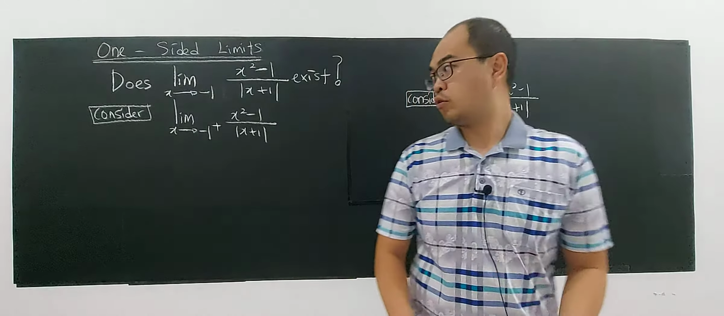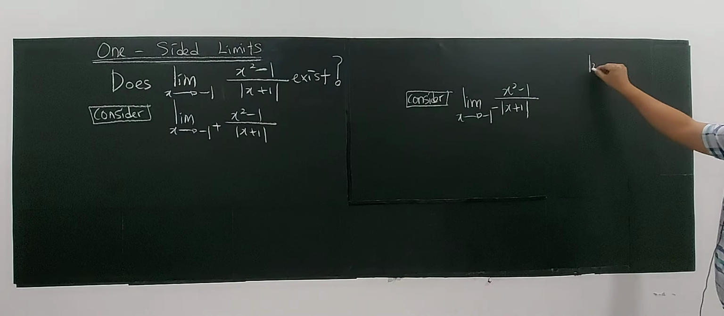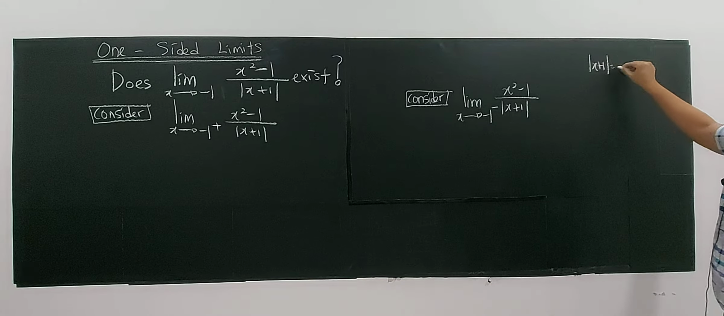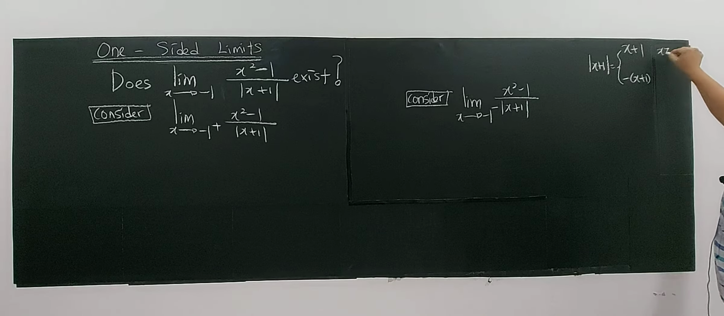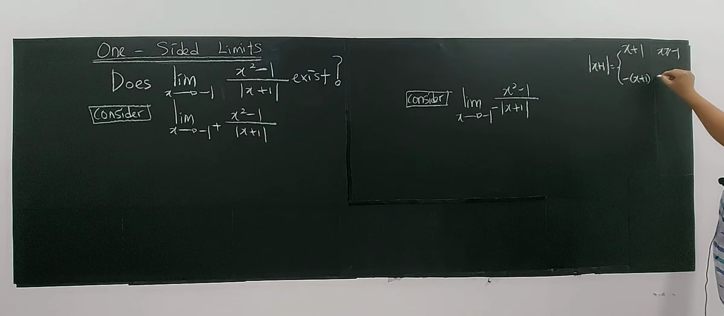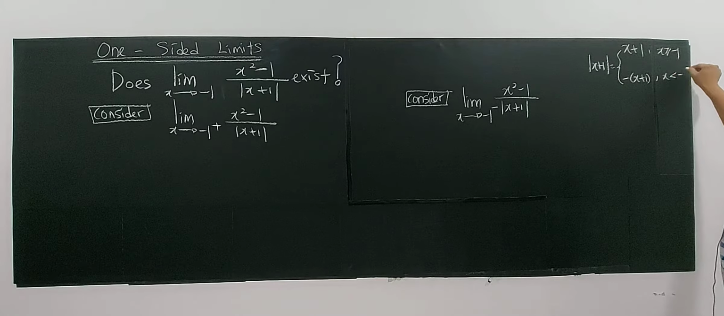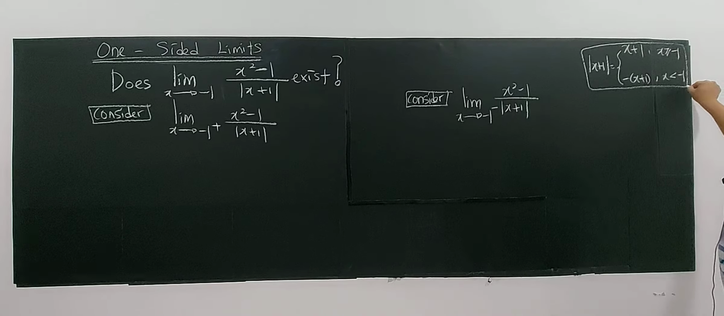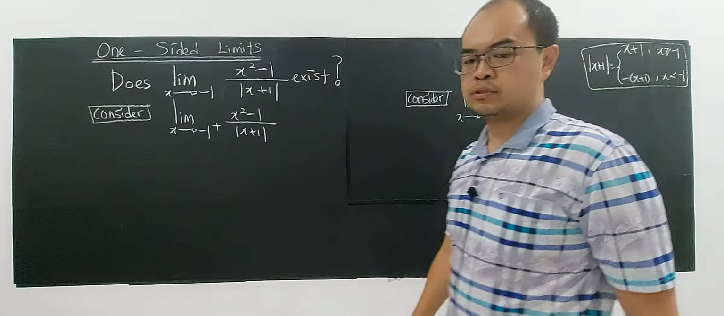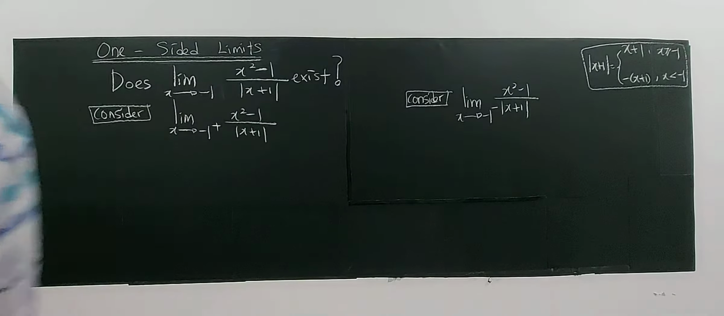You have to know that modulus of x plus 1 is defined as positive x plus 1 for x greater than or equal to -1, and negative x plus 1 for x less than -1. Based on this definition, we now consider the limits.